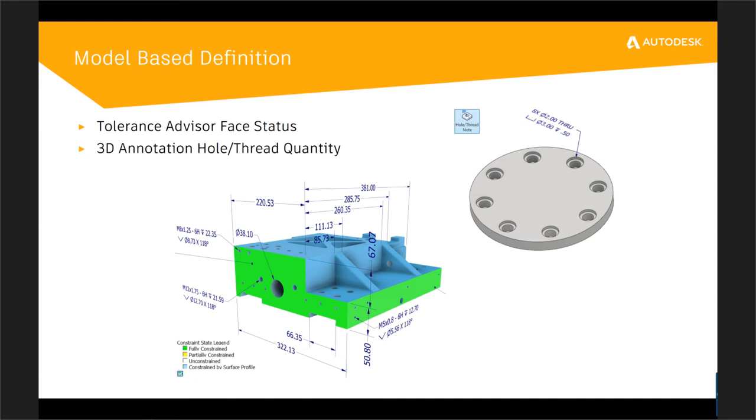Another area that we continue to develop is model-based definition and 3D annotations. With 2018, we released model-based definition for parts and assemblies. Now we're able to continue to build out these workflows with model-based definition and 3D annotations, really helping users who are getting into this paperless workflow and this world of PMI and model-based definition. We've added this nice face coloring as part of the tolerance. As you're adding your model-based definition, it can guide you with face status coloring to let you know what's underdefined, overdefined, or fully constrained, and really help users make sure they're doing the proper 3D annotations and model-based definitions within these models.